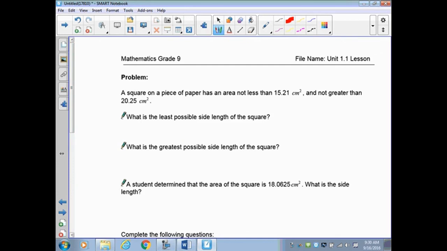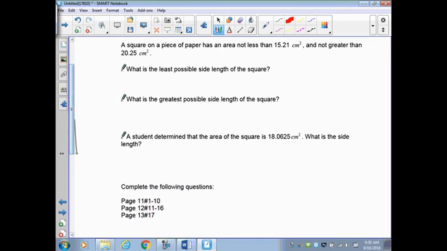All right. Now, I'd like you to try something which will stretch your brain a little bit. A square on a piece of paper has an area not less than 15.21 centimeters and not greater than 20.25. If those are the two things, what is the smallest side length that you can have? What is the greatest side length you could have? And then I want you to tell me, if a student determines the square has an area of 18.0625 centimeters, what is that side length? Pause the recording and see if you can figure this out.